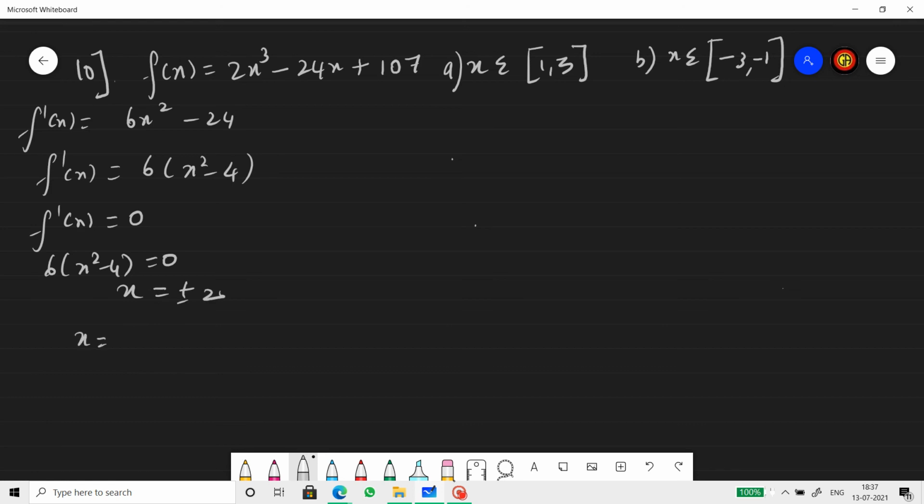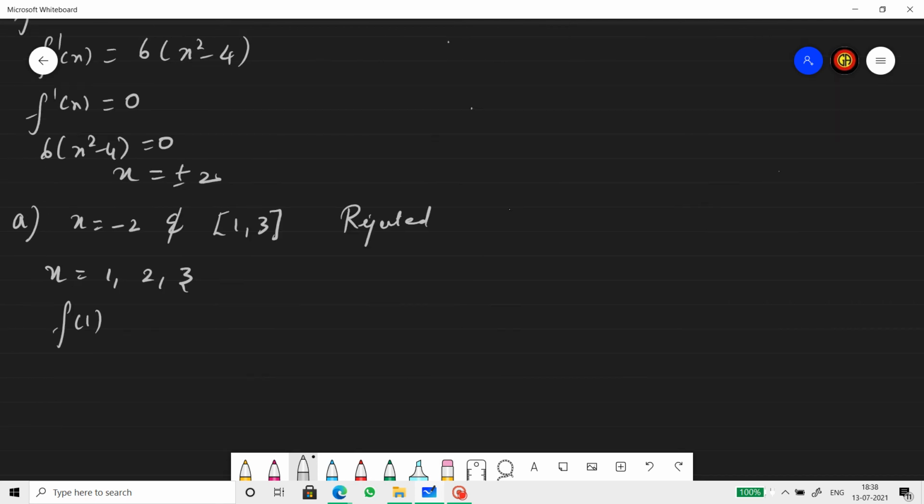Now x is equal to minus 2. I'm doing case A now, where x is equal to minus 2 does not belong to 1 comma 3. Therefore it is rejected. We reject it. So possible x values are 1, 2 and 3. Now find f of 1, f of 2 and f of 3. This is for case A.